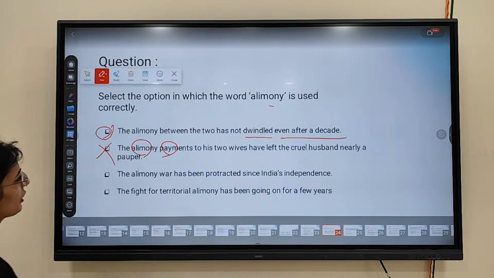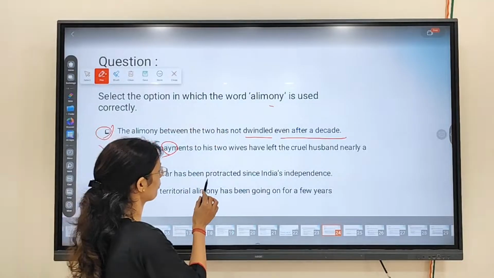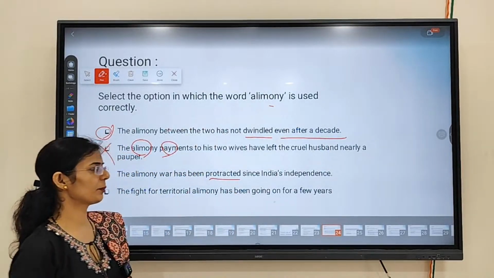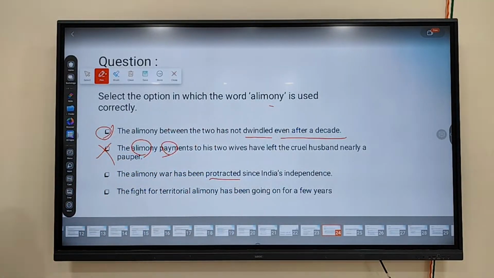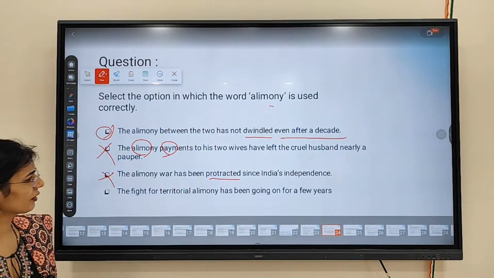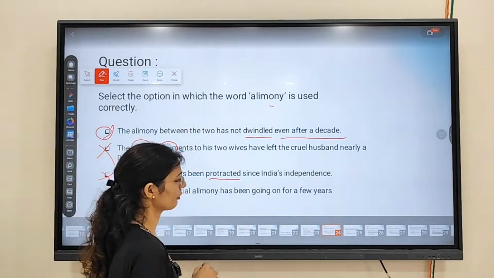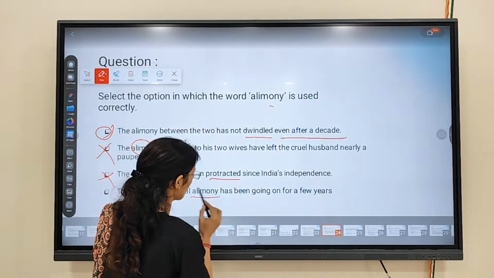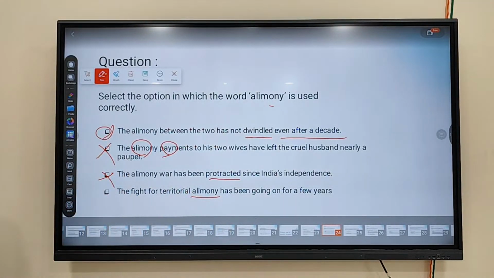So the alimony war has been protracted since India's independence. No. Option B, okay, this is also no. The fight for territorial alimony has been going on for a few years. Territorial alimony. First one is correct. Okay, both of you decide and come up to one option, because there is only one correct answer.